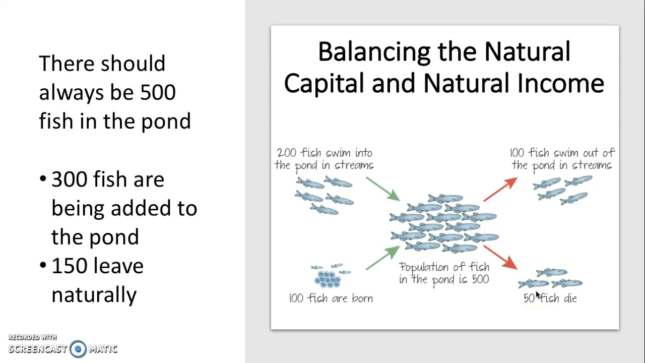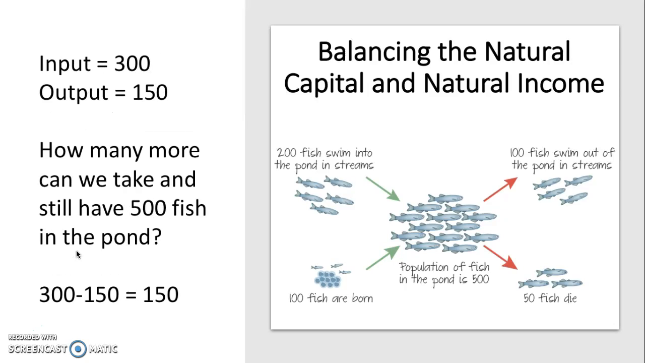So in order for us to figure out the sustainability of it, we're just looking at crunching the numbers. So we want to have 500 in our pond. We know that 300 are being added to the pond every year, and 150 leave naturally. So let's say we want to fish this pond. Then it's time for us to figure out how many fish can we take, and there still be 500 fish in the pond at the end of the year.